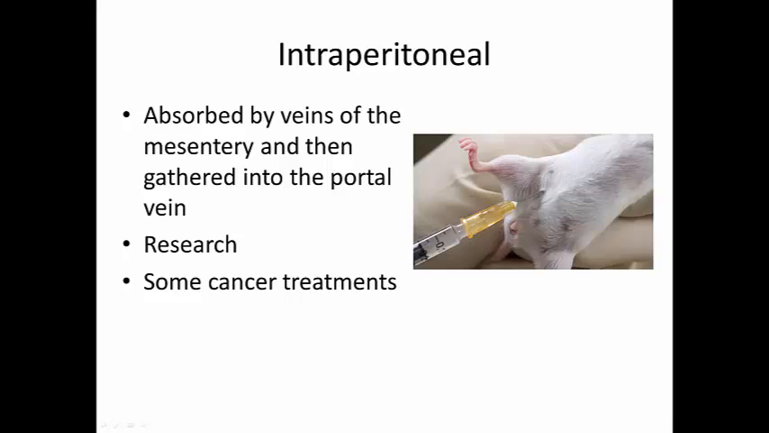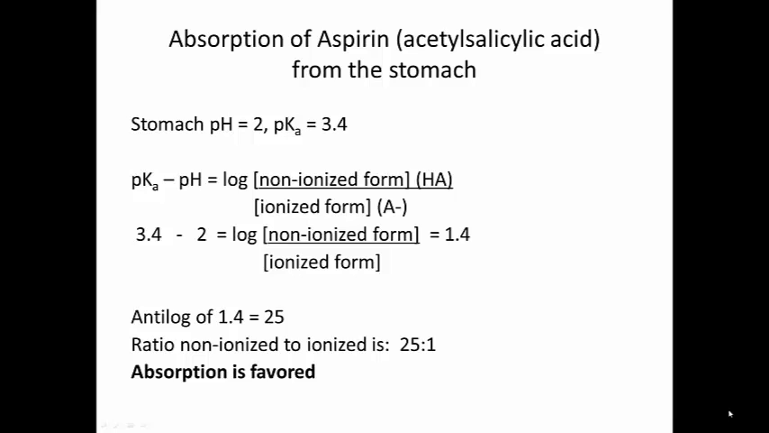In humans, this type of administration is also used for highly toxic chemotherapeutic drugs to treat cancers within the abdominal cavity. This allows a high dose to be given at the site of the cancer before it's absorbed without high toxicity once it reaches the bloodstream, because the drug will go through first-pass metabolism and some will be eliminated before reaching the circulation. Now let's look at aspirin as an example of how physicochemical properties will affect absorption.